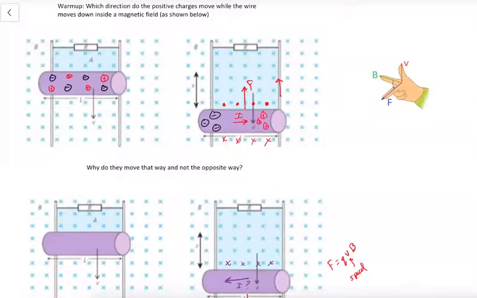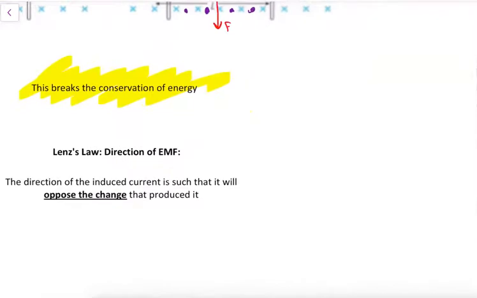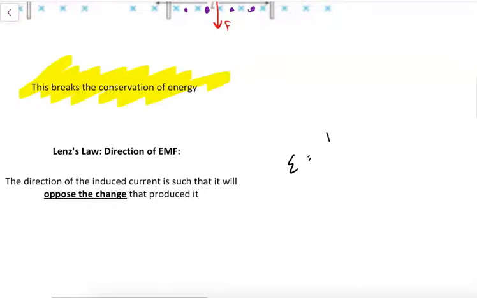So that's our definition of Lenz's law. And that's a very conceptual definition. The mathematical definition is kind of weird, but really we start off with this EMF of Faraday's law, where the EMF is equal to the number of coils times the change in magnetic flux divided by the change of time.